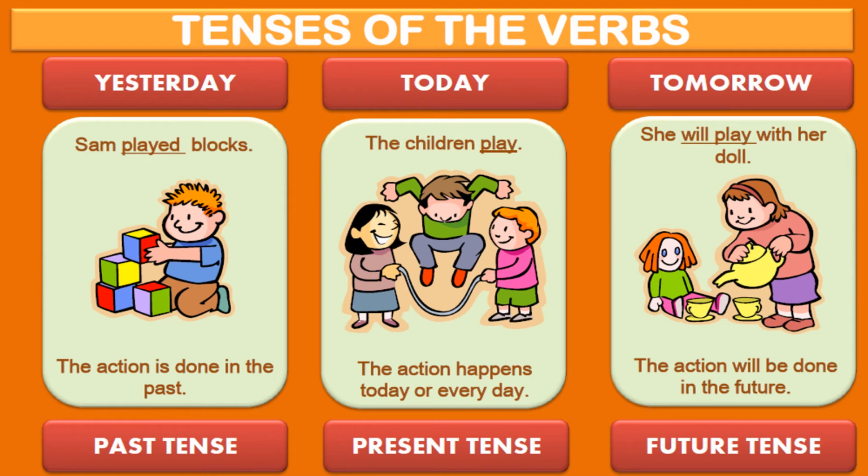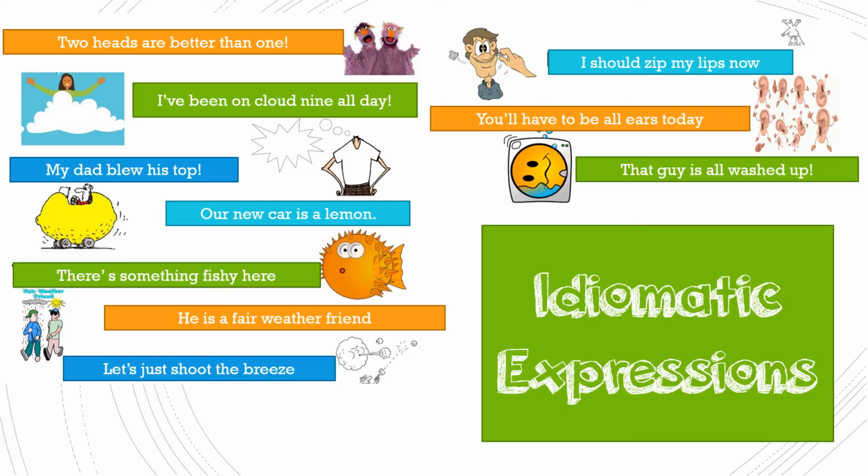Tenses of the verbs. We have yesterday, today, and tomorrow. Yesterday, Sam played blocks. The action is done in the past, so it makes it past tense. Today, the children play. The action happens today or every day. Present tense. Tomorrow, she will play with her doll. The action will be done in the future, or future tense.